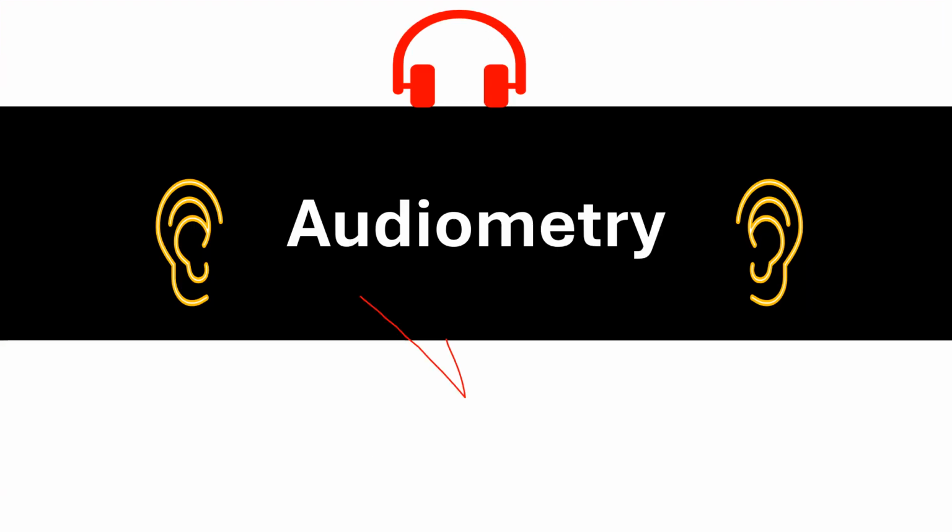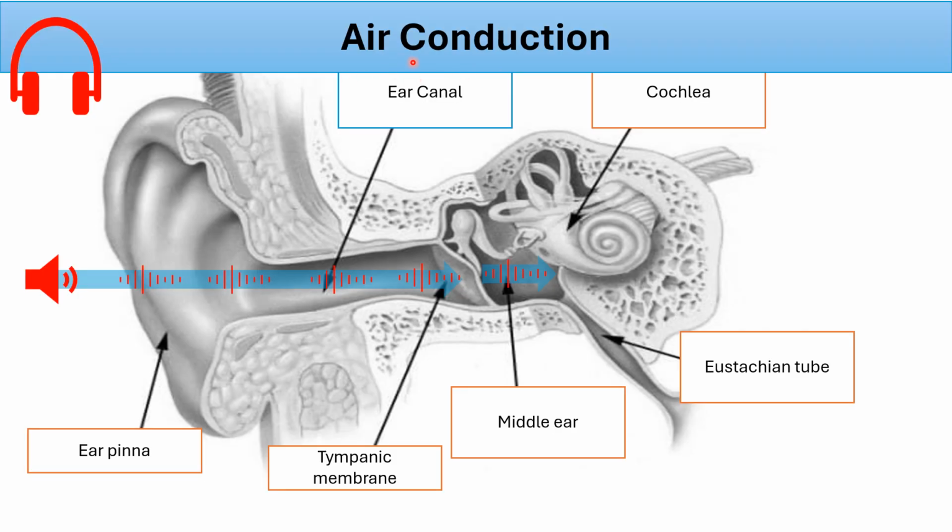In this section, we'll learn how to read the audiogram. Hearing test has two components, air conduction and bone conduction. I will explain the air conduction. We use a headphone, and the headphone will produce sound in different degrees. The sound will travel through the external ear canal to the eardrum, through the ossicles, and finally to the cochlea and nerve.